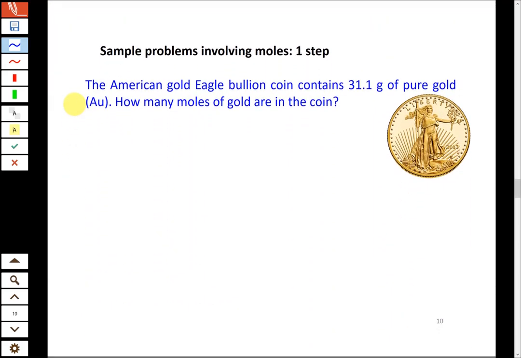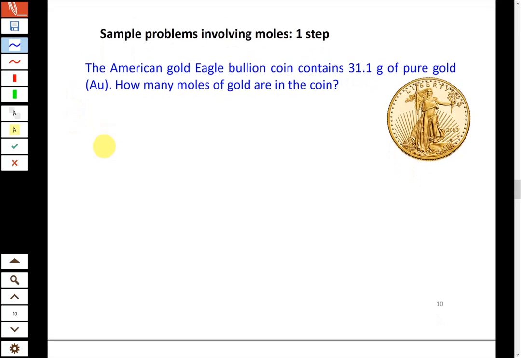All right, let's just do one other one, which is another simple one-step problem. So if we have a gold bullion coin, it contains 31.1 grams of pure gold, which is atomic symbol Au. We want to know how many moles of gold are in the coin. All right, so again, we're looking for moles this time. And we write down what we're looking for, which is moles. We write down what we're given, which is 31.1 grams, and then we figure out how to convert those two quantities. All right, so we have 31.1 grams of gold.